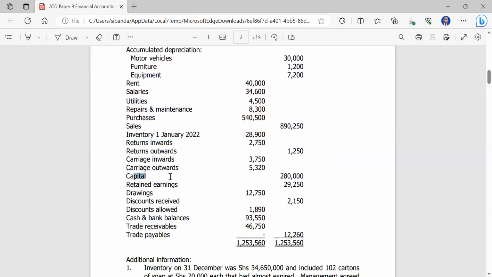Then we have our capital. Now, capital is the owner's contribution to the business. Some people call it equity, but for larger entities, equity includes share capital, share premium, retained earnings, and so on. But for this number, as they are calling it capital, ours is to know that this amount will be recorded under our equity items within our statement of financial position.